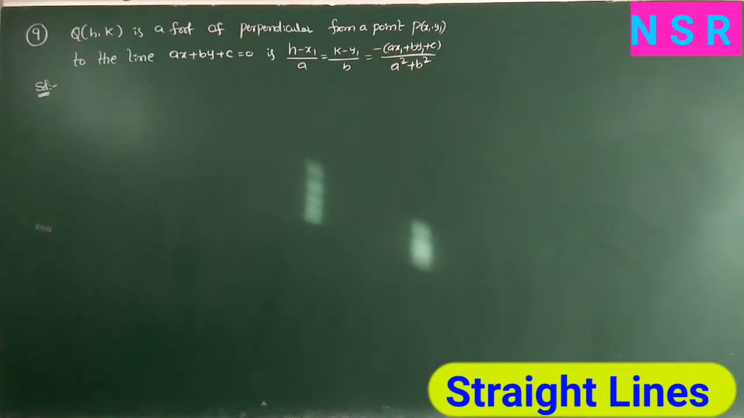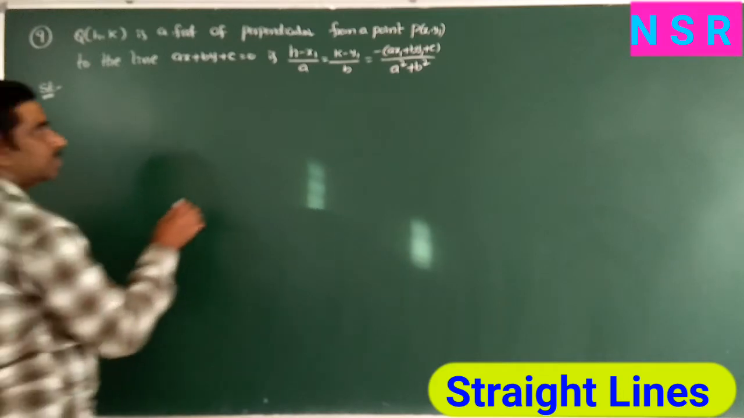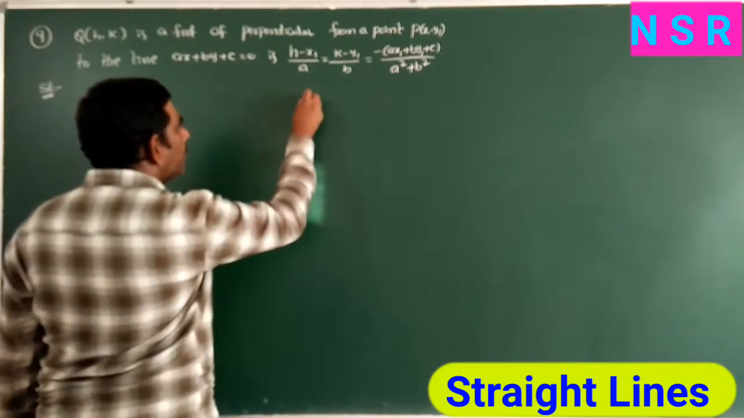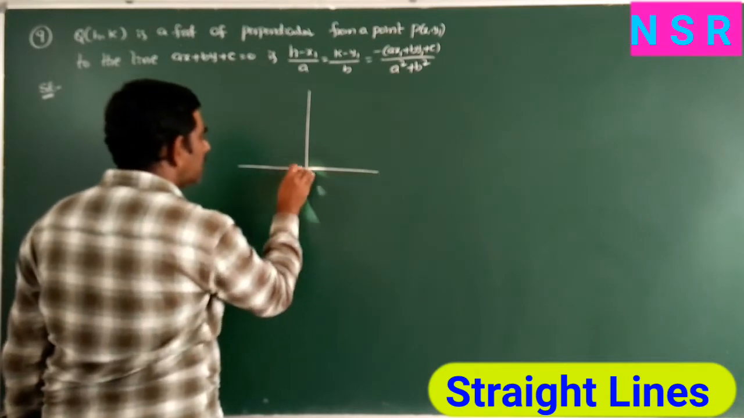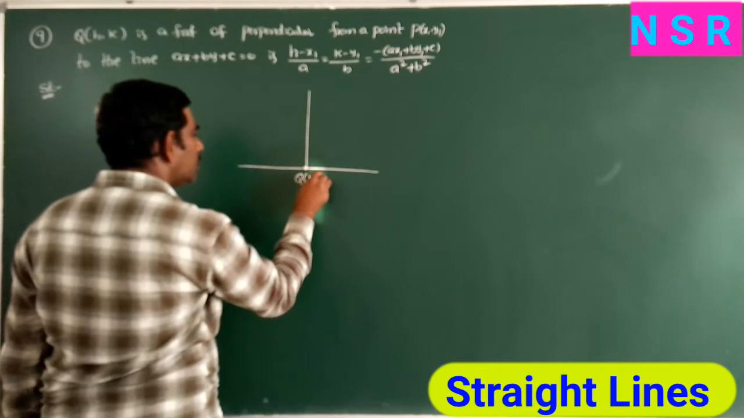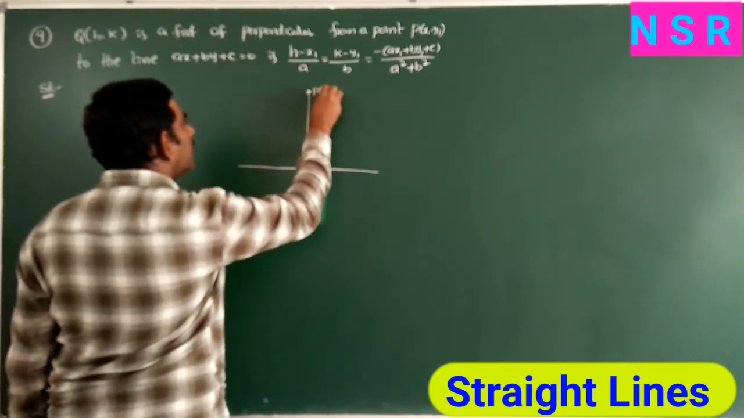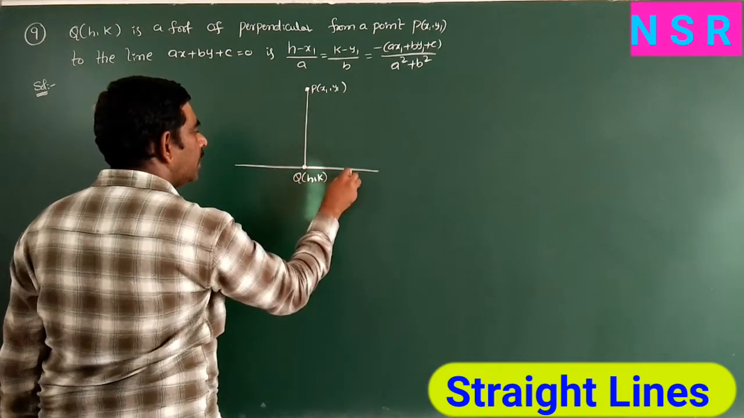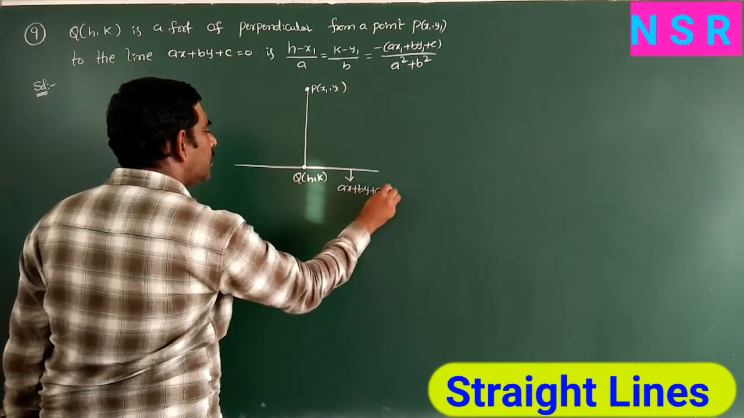Here Q(h, k) is the foot of perpendicular from the point to the line: h minus x1 by a, k minus y1 by b equal to minus of (ax1 plus by1 plus c). So we have to prove the foot of perpendicular formula. This is Q(h, k) and this is P(x1, y1), and the given line is ax plus by plus c equal to 0.